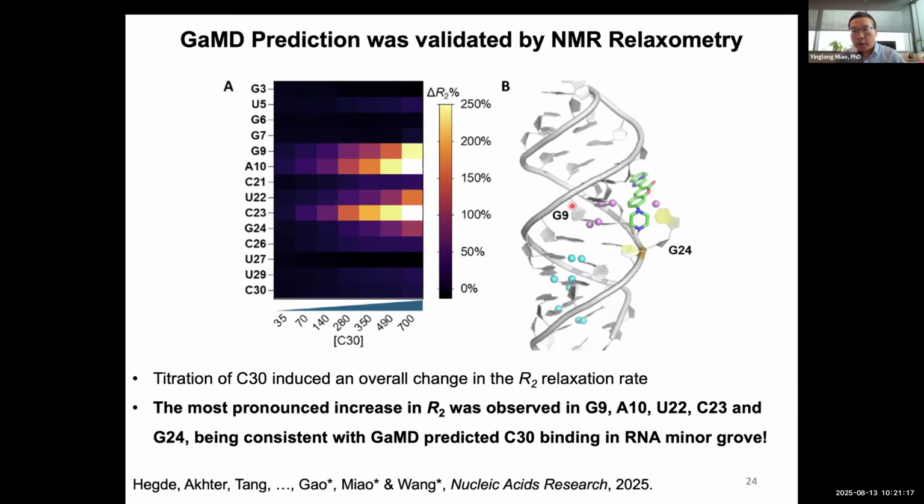And if you look at all these nucleotides, they're highlighted in purple. So they're found in the target site as we predicted from GaMD simulations. So again, the GaMD simulations and the prediction agreed very well with the NMR experiments. Combined, we found this ligand could bind the minor groove in the SL5. And I think we figured out a dynamic mechanism for ligand binding to the SARS-CoV-2. And our paper just came out last month. So if you're interested, feel free to check out the paper for more details.